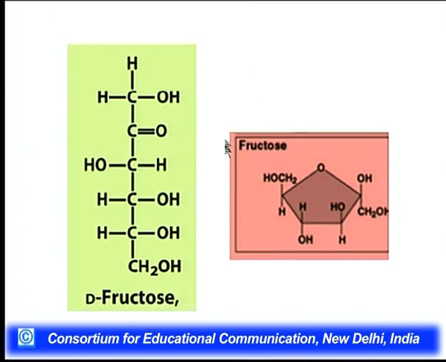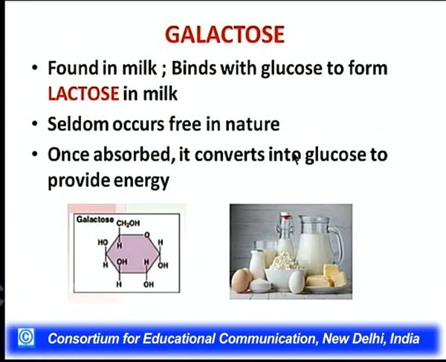And when we talk of the cyclic structure, here I have represented the Haworth projection, and this is the furanose structure for fructose. Another important monosaccharide is galactose. Galactose is found in milk. It binds with glucose to form lactose, and it occurs seldom free in nature. But once absorbed, it is converted into glucose to provide energy. And milk, cheese, butter, eggs, all of these are rich in galactose.